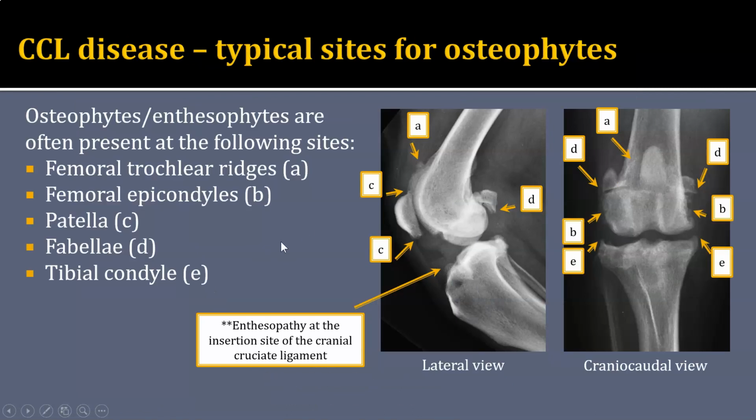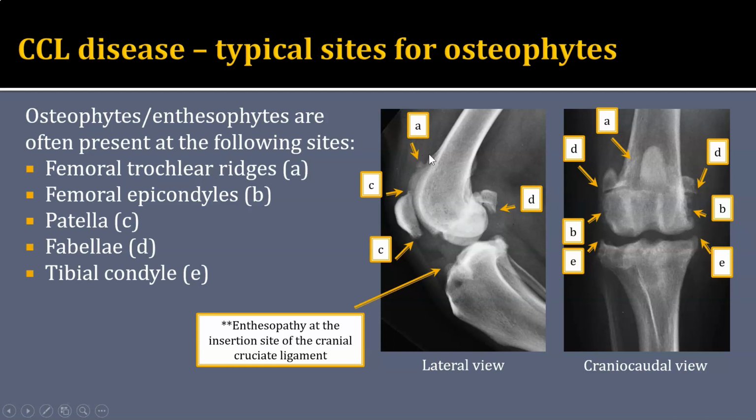Now, again, unless we can see that there is not good alignment, there really isn't anything extremely specific for cranial cruciate ligament instability. However, there are typical sites for osteophytes that we need to assess. And once you start to find that the patient has degenerative disease, then we can start to be even more suspicious of the most common cause being the cranial cruciate ligament instability or disease.